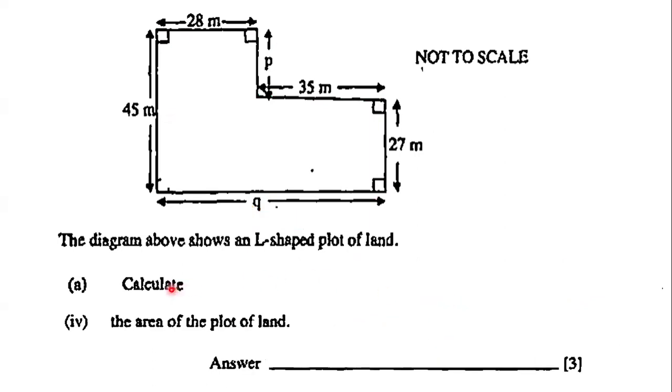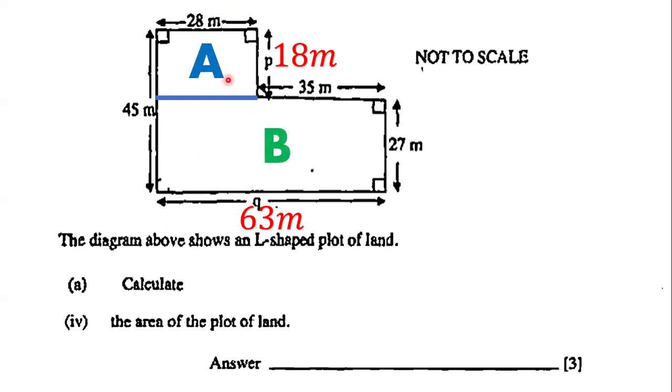Next, we have to calculate the area of the plot of land. In order to figure out the area of this L-shaped plot of land, we're going to separate the shape into two shapes. We're going to call this part A, and then we're going to call this part B.